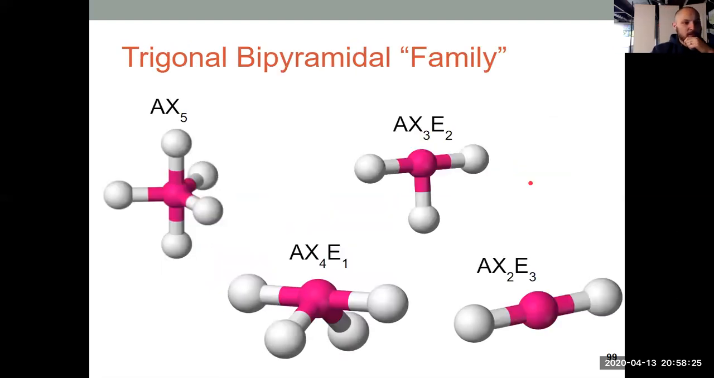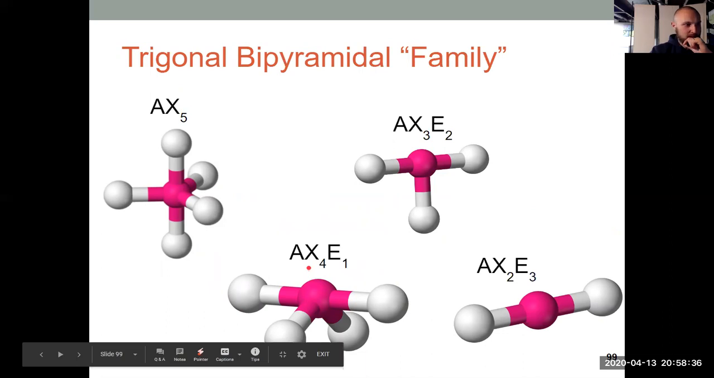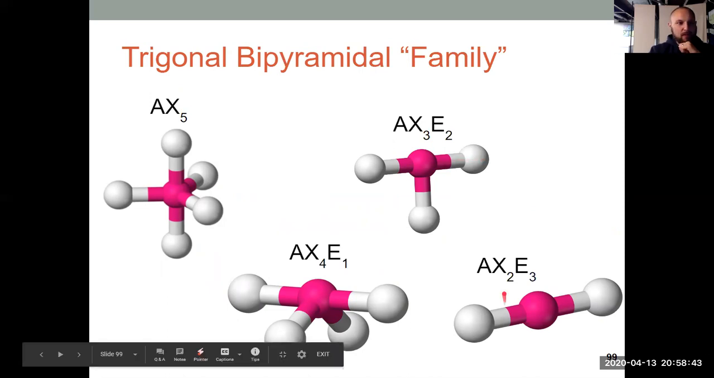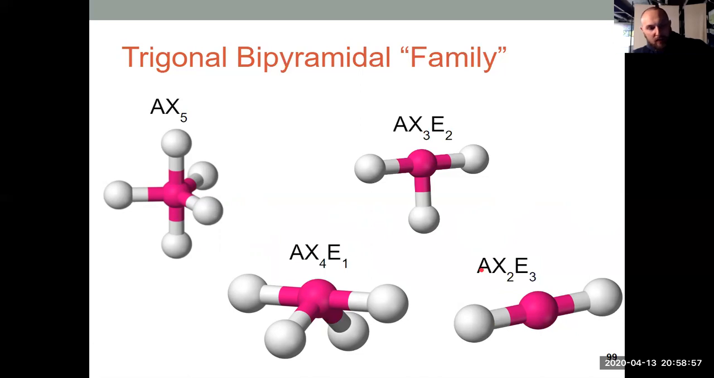Trigonal bipyramidal family. Okay. AX5 we saw before. AX4E1 has a fun name. It's called seesaw. AX3E2 called T-shaped. And then AX2E3 called linear. I said just a second ago you can't have more E's than you do X's because I forgot about this form of linear. This is the only situation where you have an excess of E's. A better rule would be you can never go to just AX1.